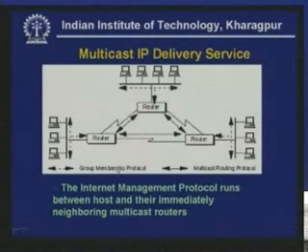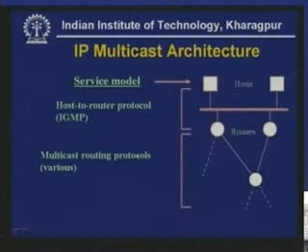This Internet Group Management Protocol, IGMP, runs between hosts and their immediately neighboring multicast routers, and within the routers we have the multicast routing protocol running. So this is another picture showing the same thing. This is the service model. Suppose these are the hosts, and the host to router protocol is known as the Internet Group Management Protocol, or IGMP. Amongst the routers, there is the multicast routing protocol, and there are various types of multicast routing protocols. We will just discuss a few.